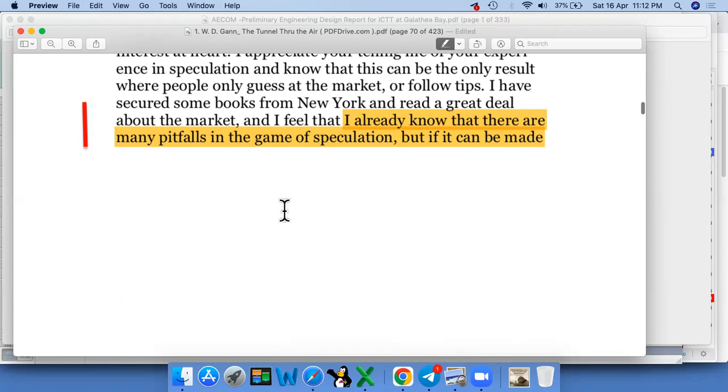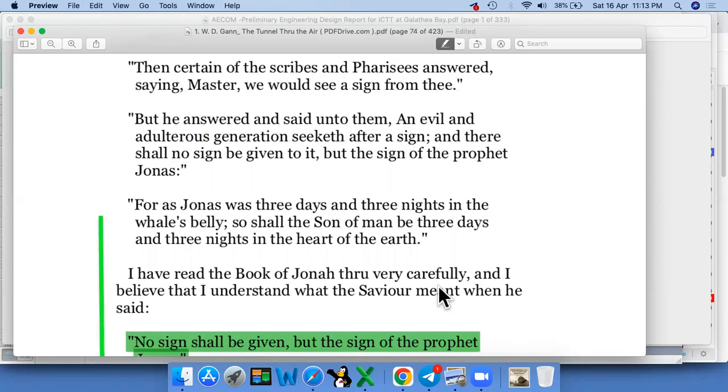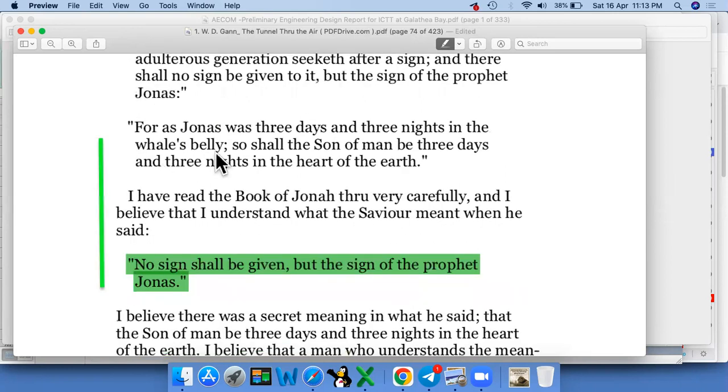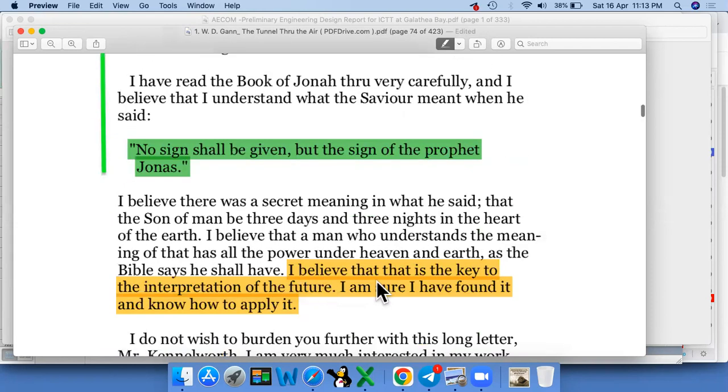"I've read the book of Jonah through very carefully, and I believe that I understand what the Savior meant when he said, 'No sign shall be given but the sign of the prophet Jonas.'" The story is: for as Jonas was 3 days and 3 nights in the whale's belly, so shall the Son of Man be 3 days and 3 nights in the heart of the earth. Now, how do we relate this to the stock market? He says, "I believe that is a sign to the interpretation of the future. I am sure I have found it and know how to apply it."